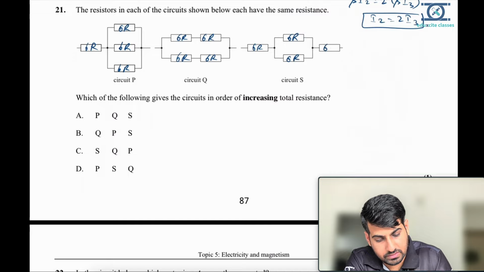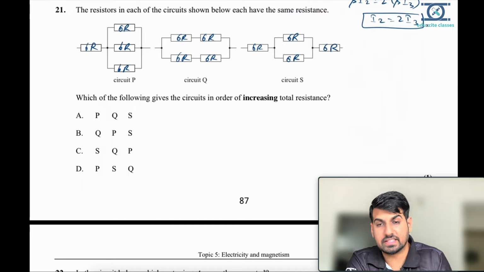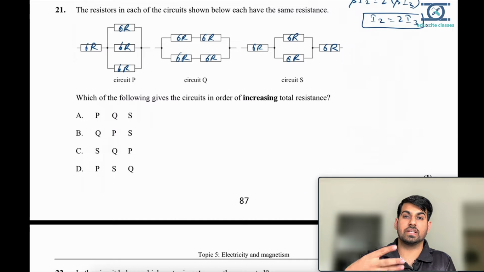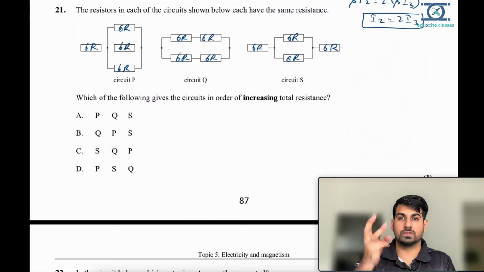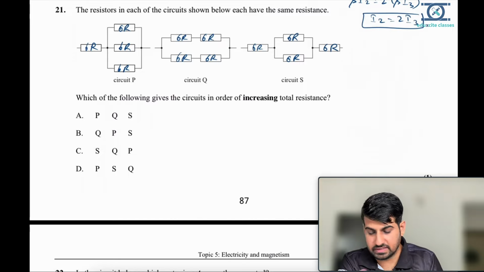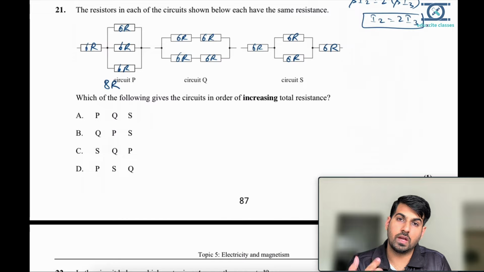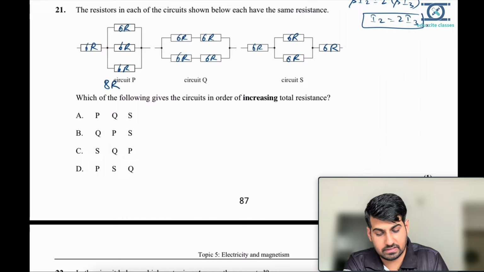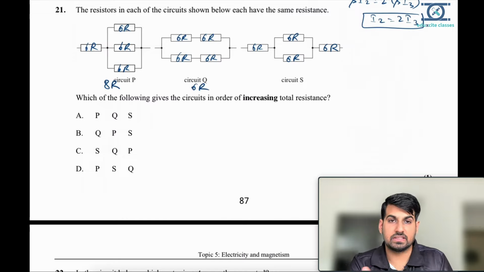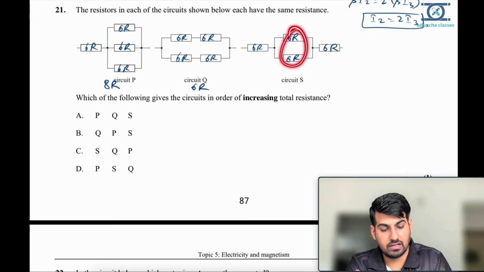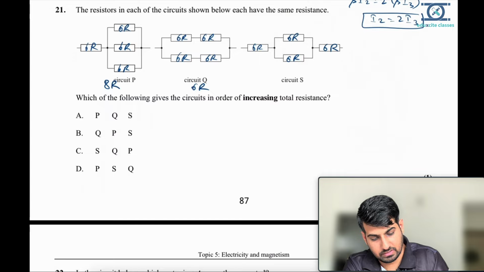Okay, so 6, 6, 6. If all three resistors are connected in parallel, divide by the number of parallel resistors. So 6 by 3 is 2. 2 plus 6 is 8, so this is 8R. 6R and 6R is 12. 12 and 12 in parallel is 6R. 6R, 6R, 3. This is 3R. 3 plus 6 is 9. 9 plus 6 is 15. So this is 15 now.